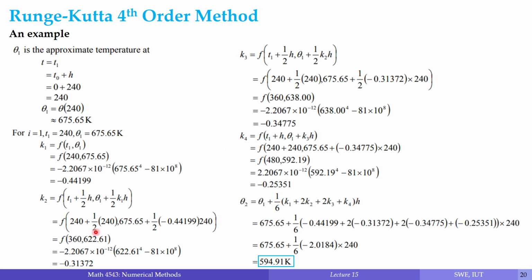You come up with the slope values as what? K1 is something like 0.044, K2 is minus 0.31, K3 is minus 0.34, and K4 is minus 0.25. After you have found the values of these four slopes, you do a weighted sum of them, multiply it with h and add it to theta 1. We know from our last step, we have found theta 1 to be 675.65 kelvins. We just plug that in over here.